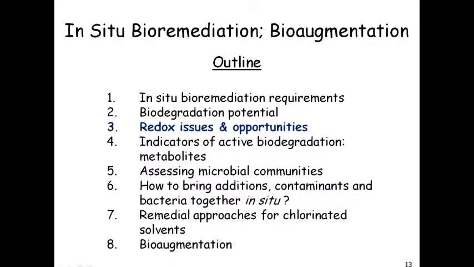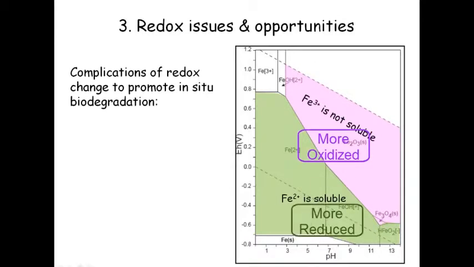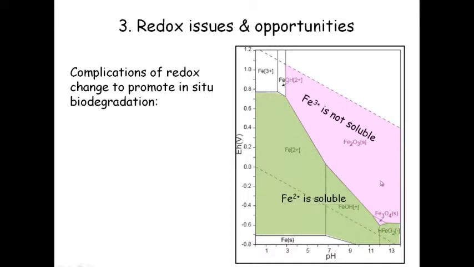Okay, let's move on to redox issues and opportunities. Typical way for us to represent the subsurface environment is in terms of EH or redox level and pH, acidity, alkalinity. So on this diagram, EH increases upwards. So at the top it's more oxidized. At the bottom the groundwater is more reduced. And you can see we're looking at iron speciation in water under various EH-pH conditions.